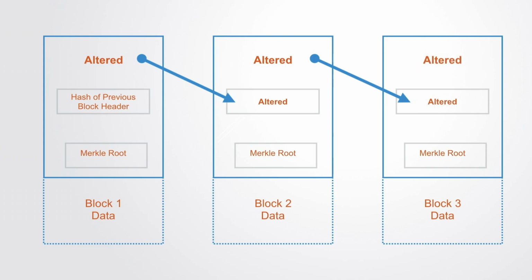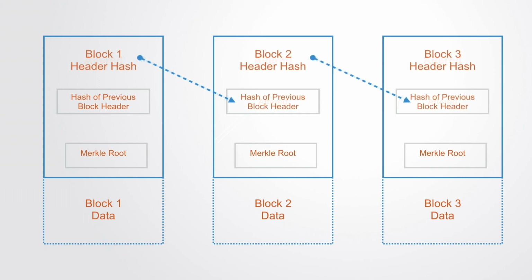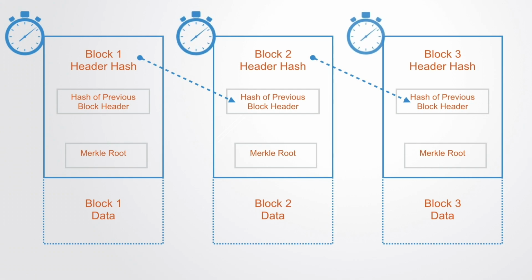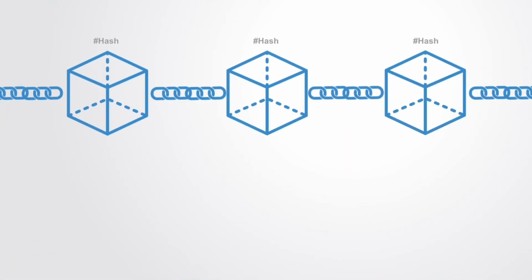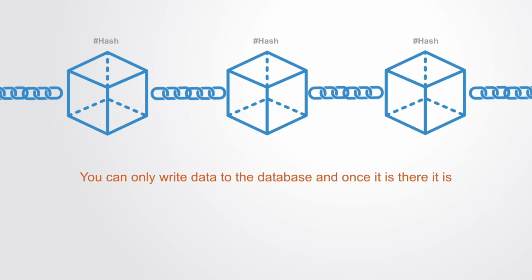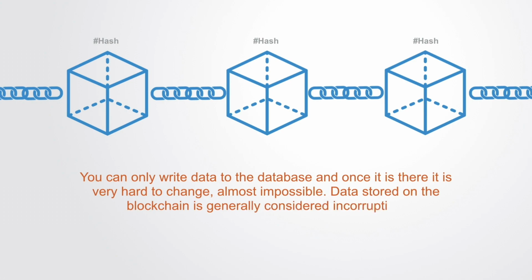As well as this hash pointer linking to the previous block, each block typically contains as well a timestamp so that we know what happened and when it happened. This hashing and linking of blocks makes them inherently resistant to the modification of their data, making them immutable records. You can only write data to the database, and once it's there, it's very hard to change, almost impossible. Thus, data stored on the blockchain is generally considered incorruptible.